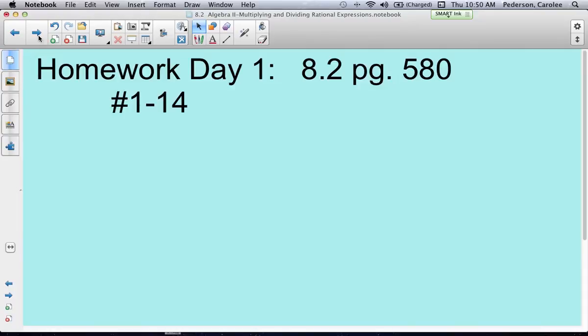Here's 8.2 day 1 on page 580, problems 1 through 14.